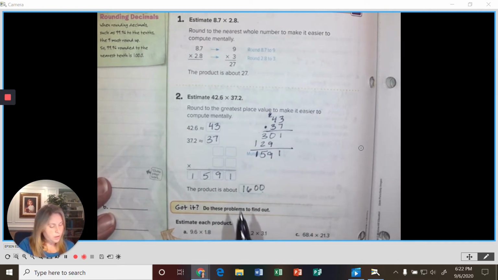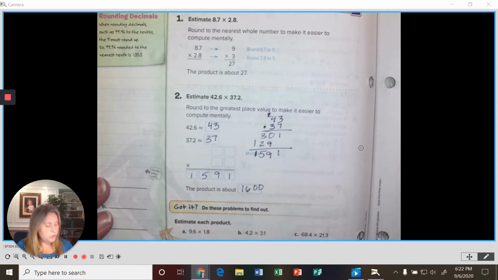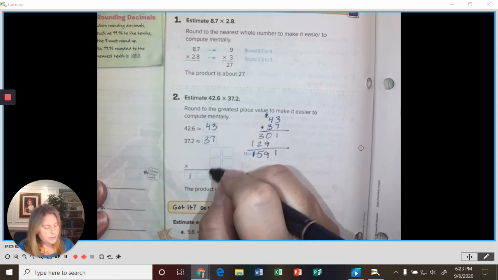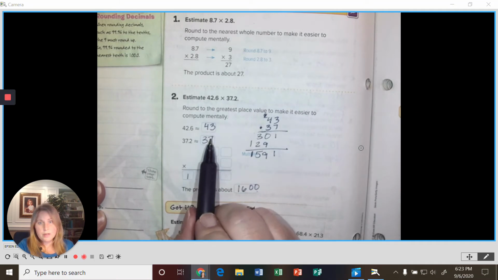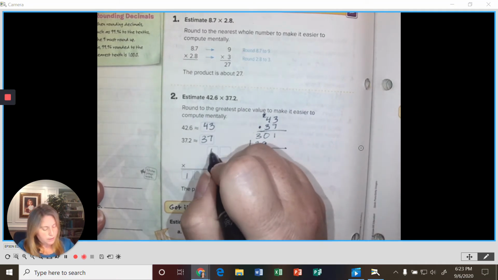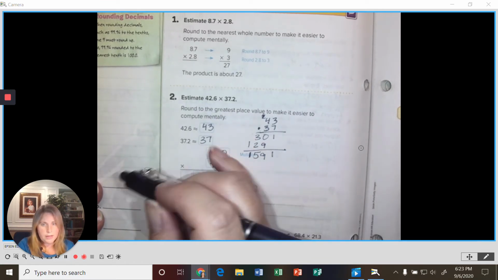Okay, so the product is about 1,600. Okay, and actually, I know what they wanted us to do here. Let's erase this. They wanted us to round these both to 40. That's why 40 times 40. Okay, so let's talk about that estimate.